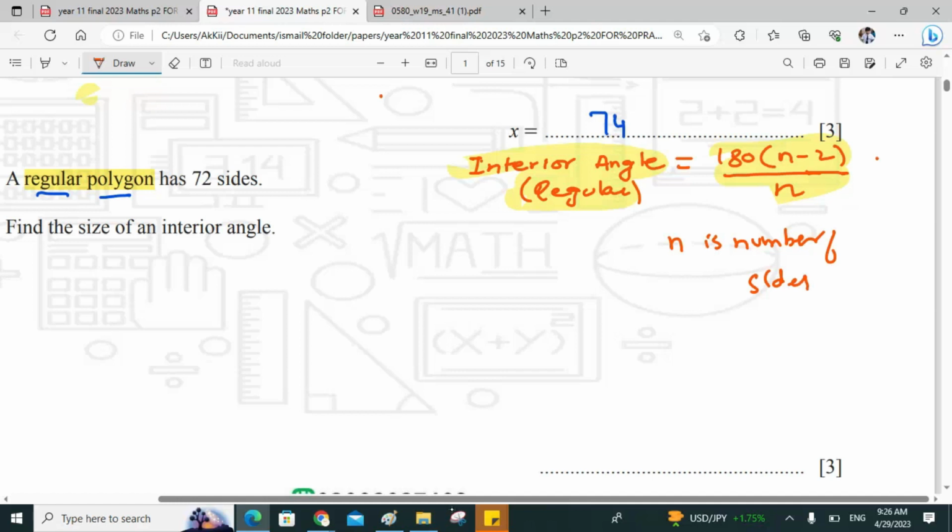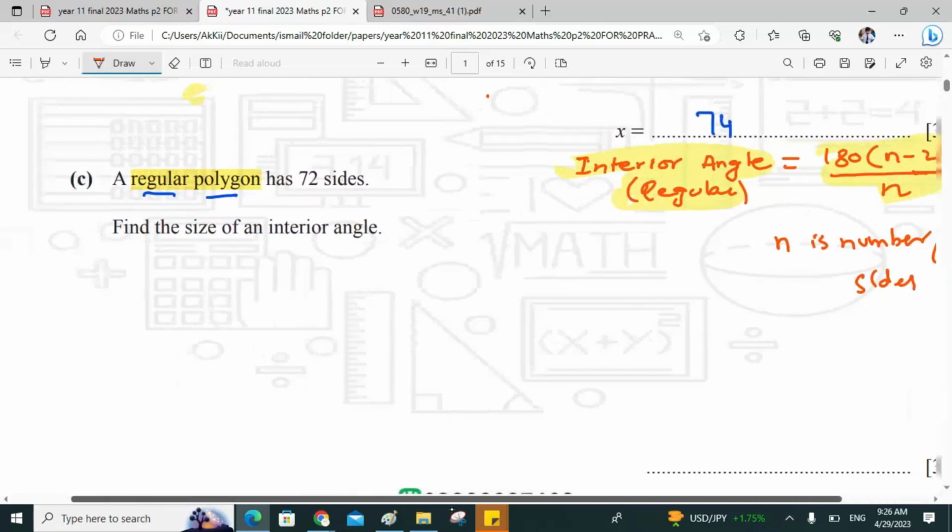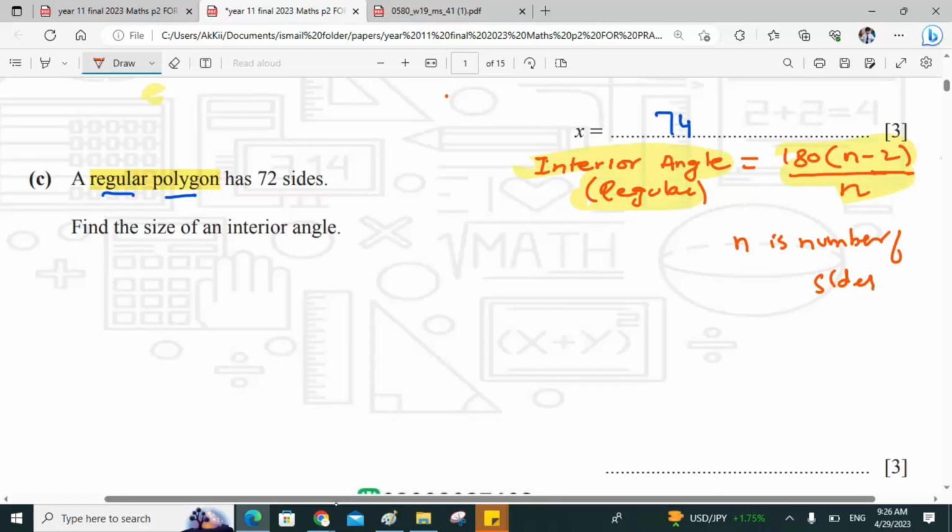So how is it going to be solved? Very simple. You don't have to do anything. You just have to remember this formula and put the values here. So the interior angle will be equal to 180 multiplied by 72 minus 2 divided by 72. Solve it with a calculator and tell me what's the answer. It's 180 multiplied by 70 divided by 72. It's 175. The angle is 175.